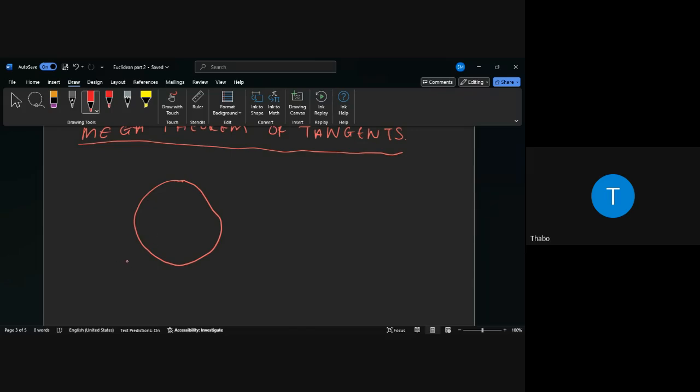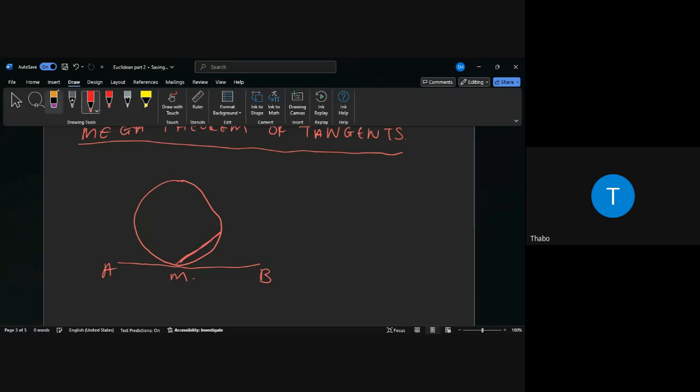So now I'm going to draw a tangent outside. I'm going to name this A, B, then I'm going to name the point of contact with the circle C. I'm going to draw a chord.